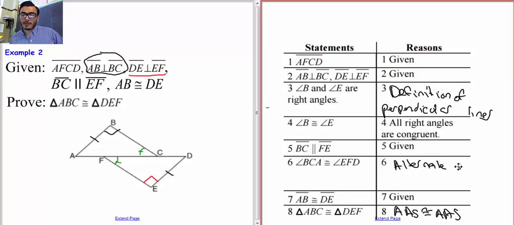Alternate interior angles. All right, so there's our proof for example 2.